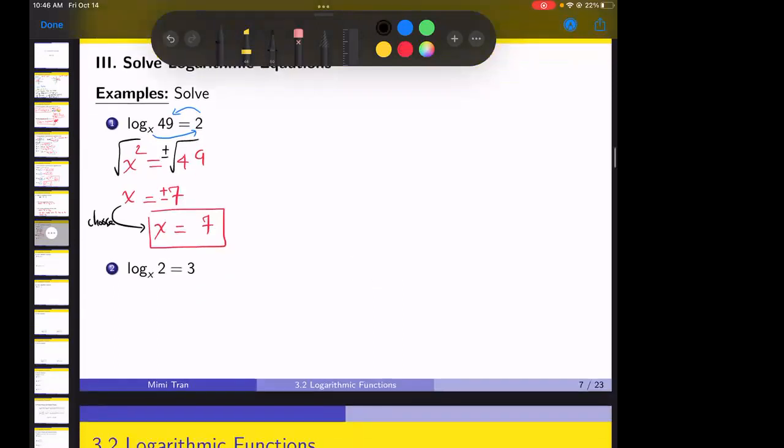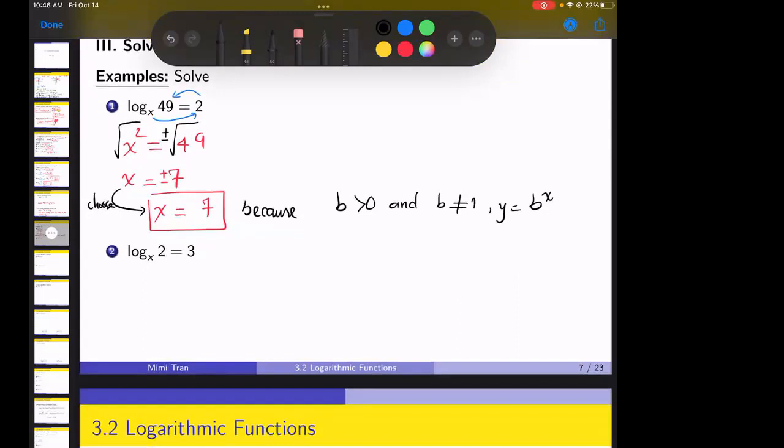Let me write down here, because b has to be greater than zero and b cannot be one. Remember y equals b to the x. Okay, all right. You guys saw number two. What do you have?